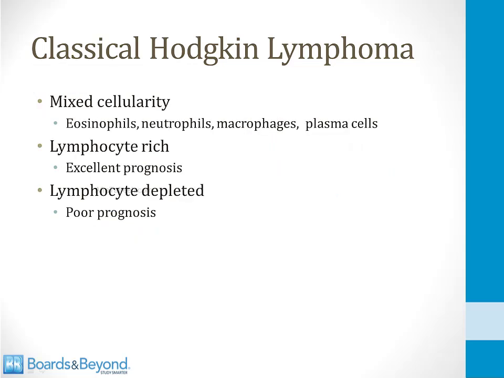And on this slide, I've listed the three other subtypes of classical Hodgkin lymphoma. The first one is called mixed cellularity. It can have eosinophils, neutrophils, macrophages, and plasma cells. In particular, it often has lots of eosinophils, and that's one of the ways it's recognized under the microscope. There is a form called lymphocyte rich, which obviously has lots of lymphocytes. This form has an excellent prognosis. There's also a form called the lymphocyte depleted form of Hodgkin lymphoma, and this type has a poor prognosis. An easy way to remember this is just to remember that the more lymphocytes, the better the prognosis.